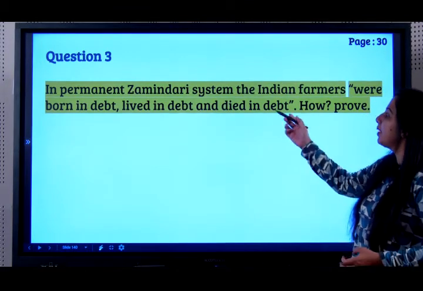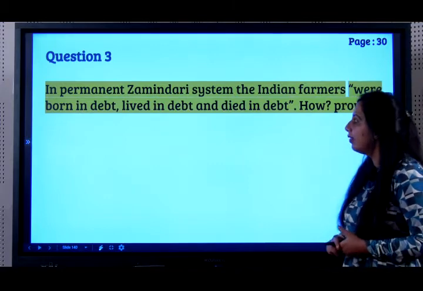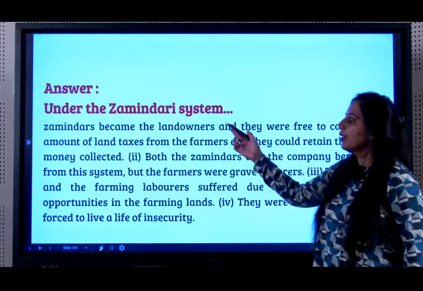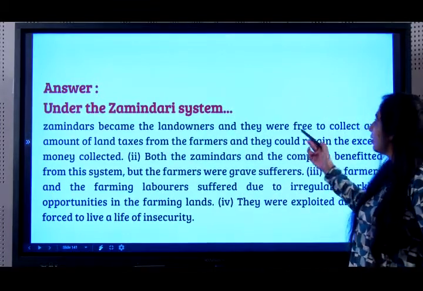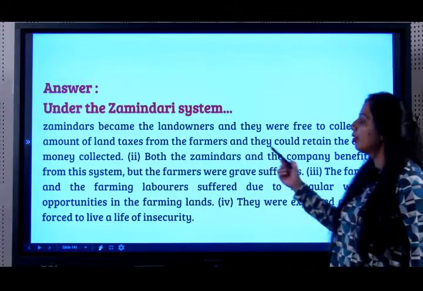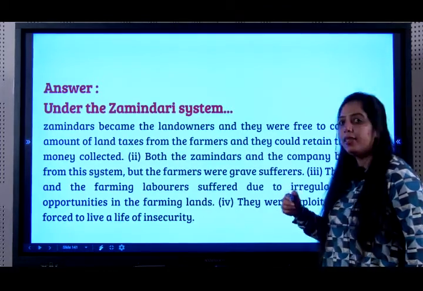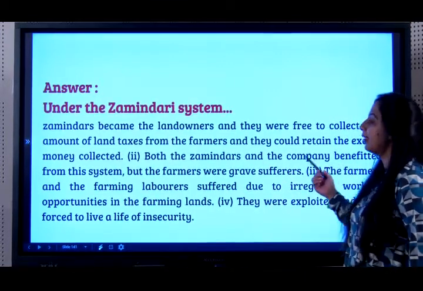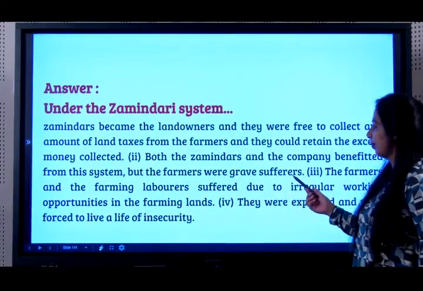Question 3, in permanent zamindari system, the Indian farmers were born in debt, lived in debt and died in debt. How? Prove. So students, under the zamindari system, the zamindars became landowners and they were free to collect any amount of land tax from the farmers, and they could retain the excess money that they collected. Both the zamindars and the company benefited from the system, but the farmers were grave sufferers.